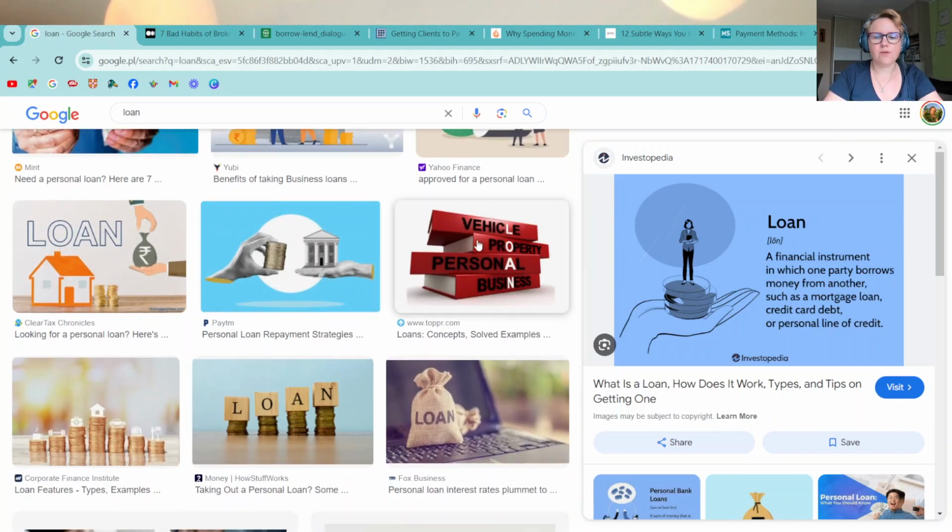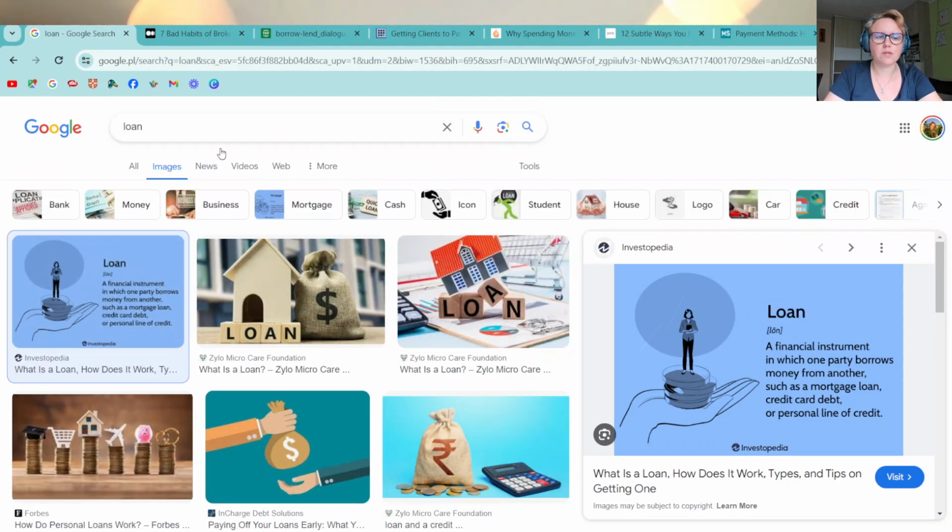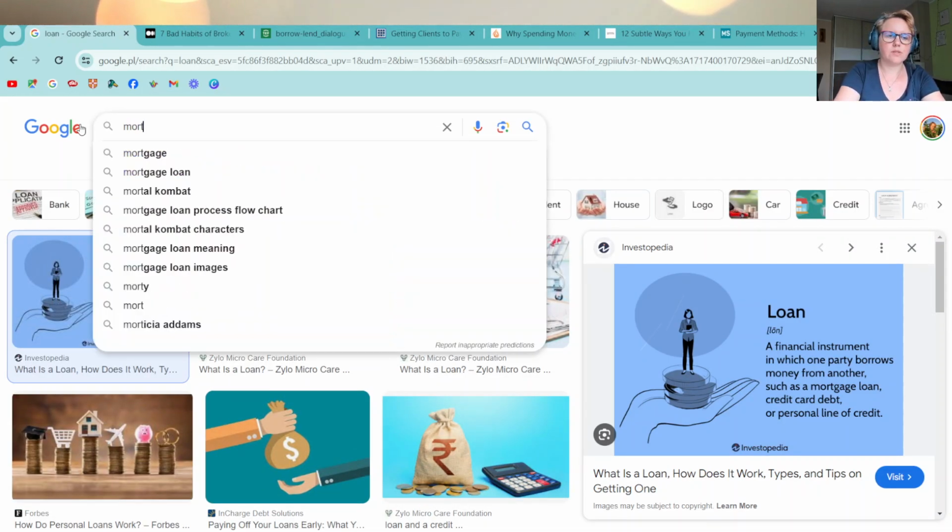Yeah, so you can have loans for different purposes, really. Yes, vehicle, property, personal loan, business. Yeah, depending on what the money goes for.